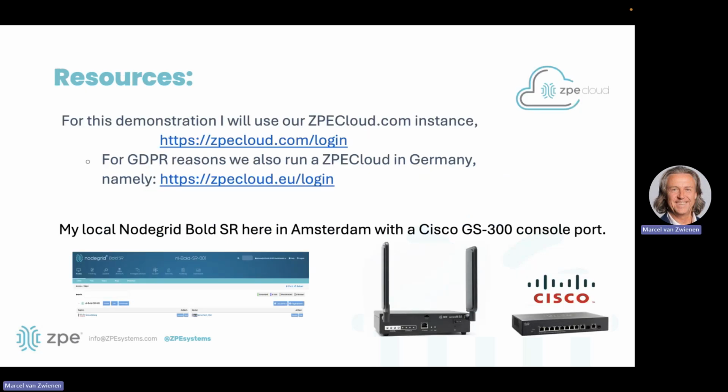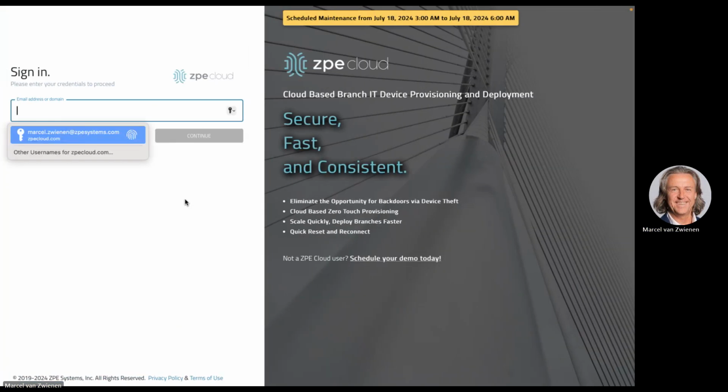Some of the resources that I'll be using: the ZPEcloud.com, which resides in the US. ZPE also has a localized cloud instance in Germany, which is the EU Cloud. And for target devices, I have a Cisco GS300 here in my home lab connected. The console port is connected to a Bold SR, which I will be switching between once in a while to show you the effort. Let's jump in.